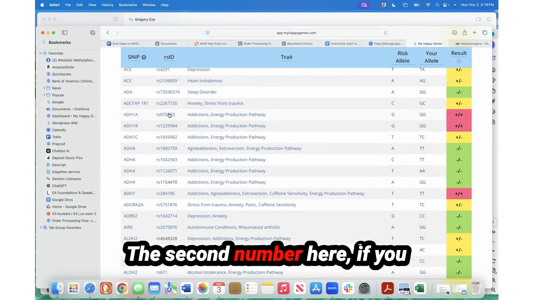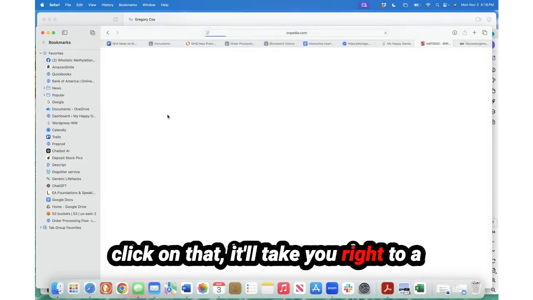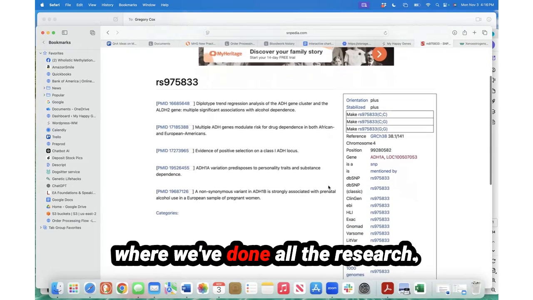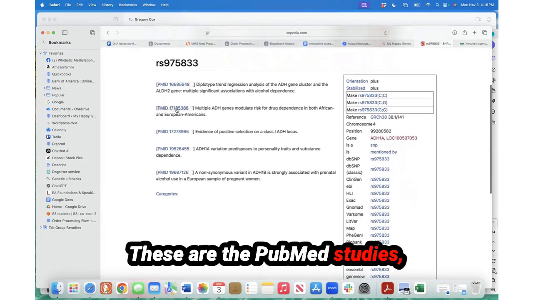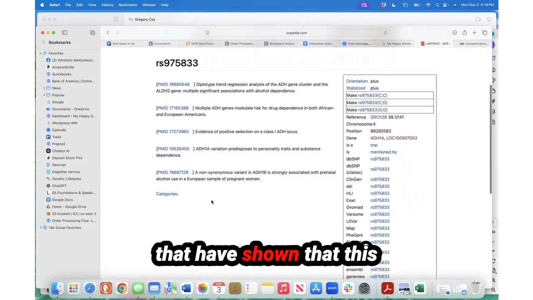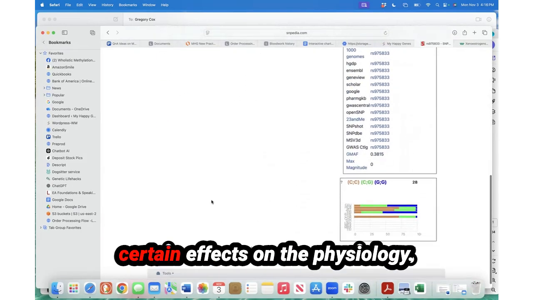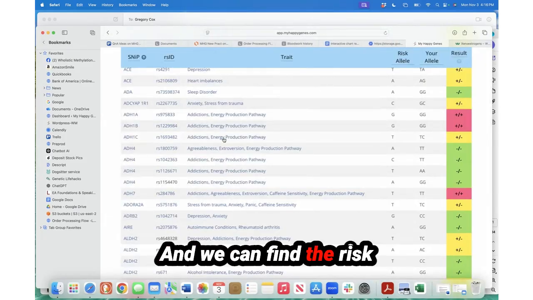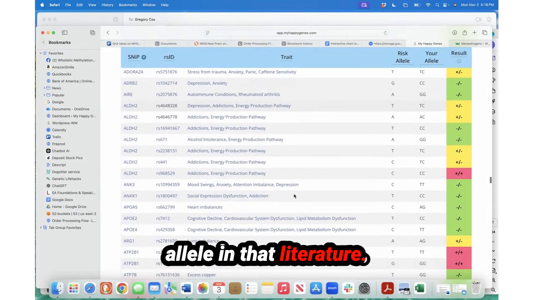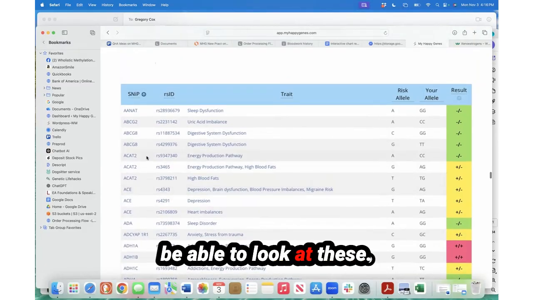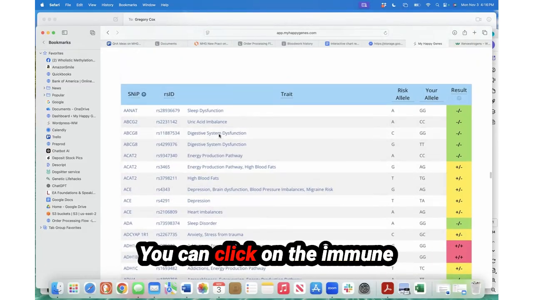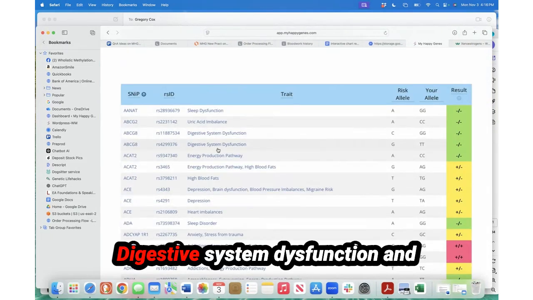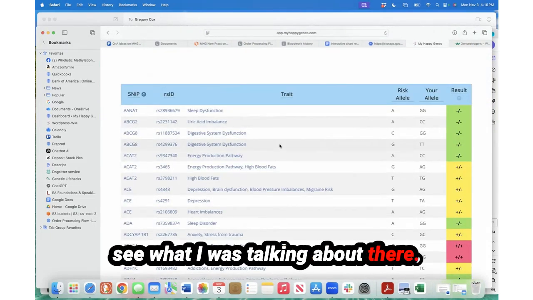The second number here, if you click on that, it'll take you right to a website called SNPedia. And this is where we've done all the research. These are the PubMed studies that have shown that this particular genetic variant has certain effects on the physiology. And we can find the risk allele in that literature. So that's how you're going to be able to look at these. You can click on any of these things. You can click on the immune system dysfunction or digestive system dysfunction and see what I was talking about there.